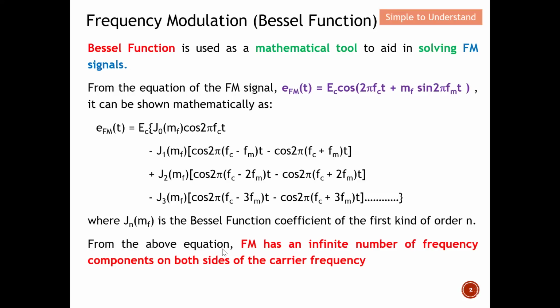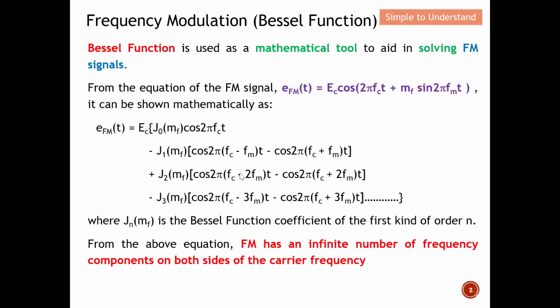From this equation, you can see that the FM actually has an infinite number of frequency components on both sides of the carrier frequency. What does this mean? This is very obvious. This is actually the location of the carrier frequency. On the next significant one, you can see that this is on the left-hand side of the carrier frequency, and this is on the right-hand side of the carrier frequency.